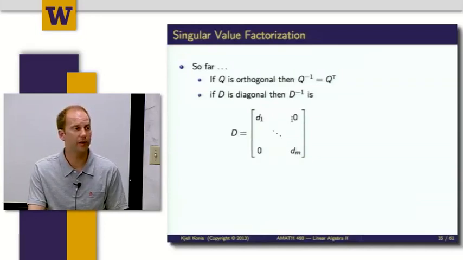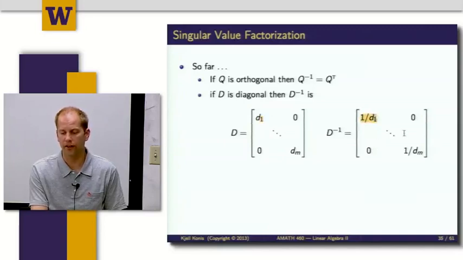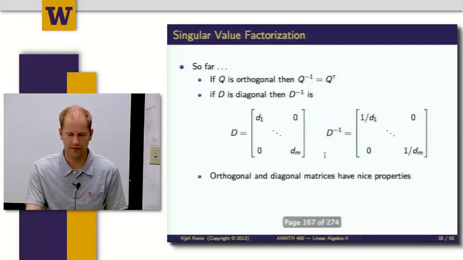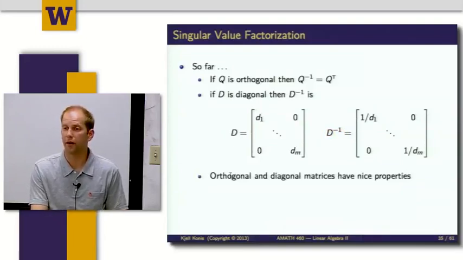If I have a diagonal matrix, it's also very easy to compute the inverse. D inverse is just going to be the inverses of the diagonal elements. So I have 1 over D1, 1 over D2, and so on down to 1 over Dm. D inverse is only going to exist if all of these diagonal elements are non-zero. So orthogonal matrices and diagonal matrices have this one nice property: they're both easy to invert.